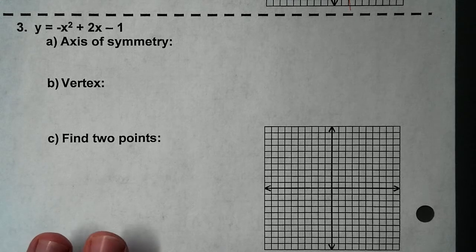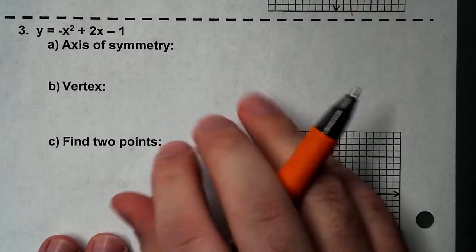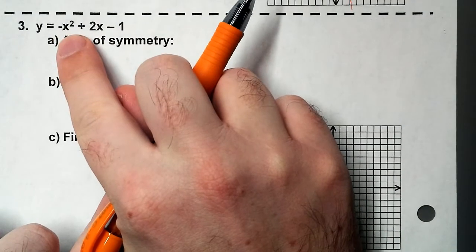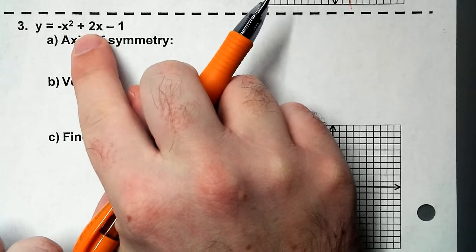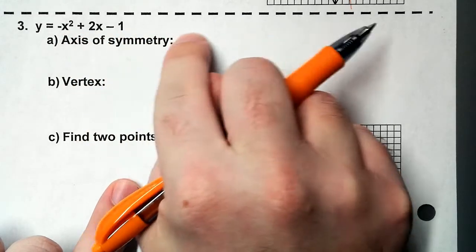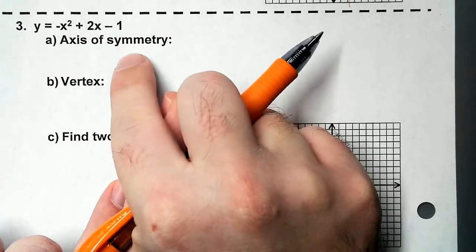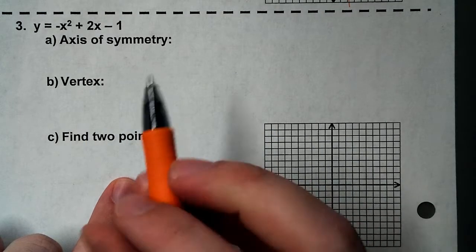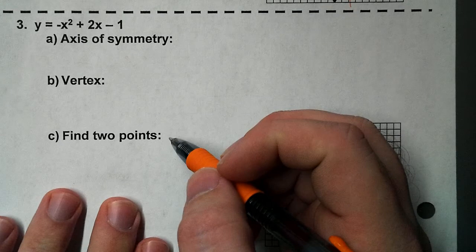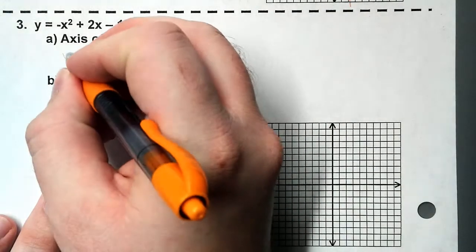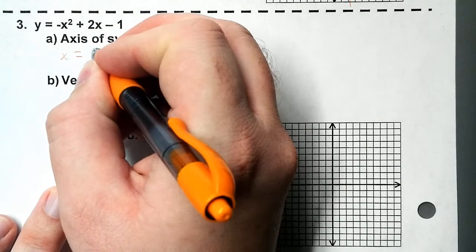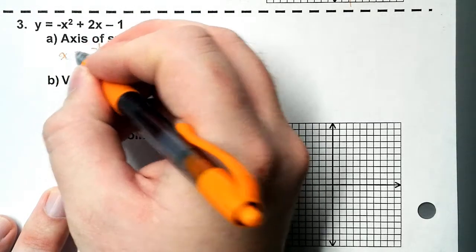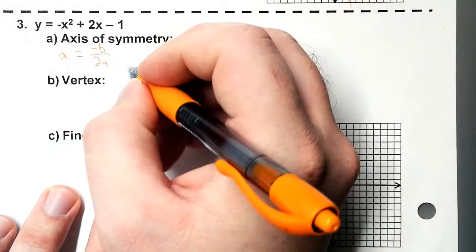All right, let's do one more example and finish out our notes. So, number 3, I've got y equals negative x squared plus 2x minus 1. And I need to find the axis of symmetry, vertex, 2 points, and then graph it. So, the axis of symmetry, remember, it's this formula: x is equal to negative b over 2a. And remember, whenever you have an x equals line, that's your vertical line.